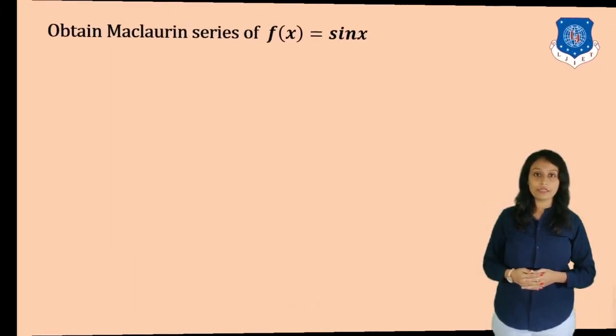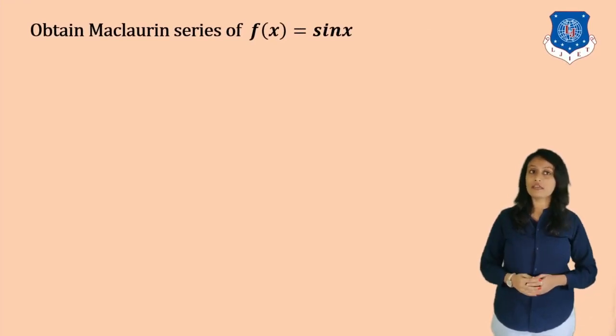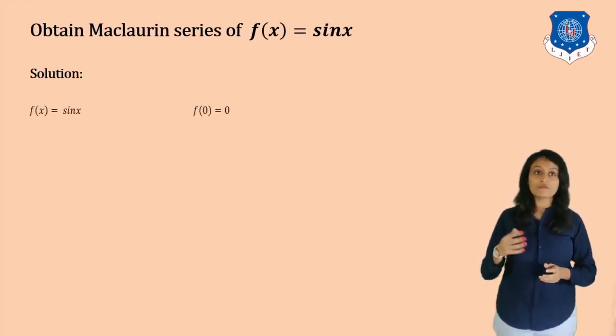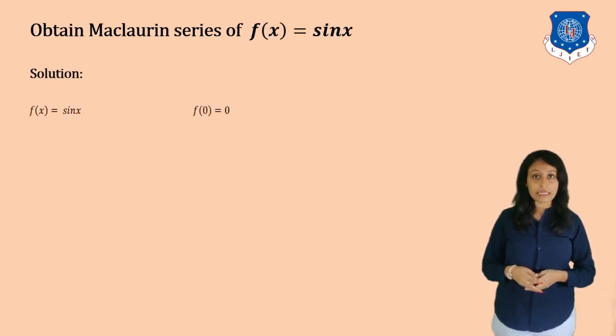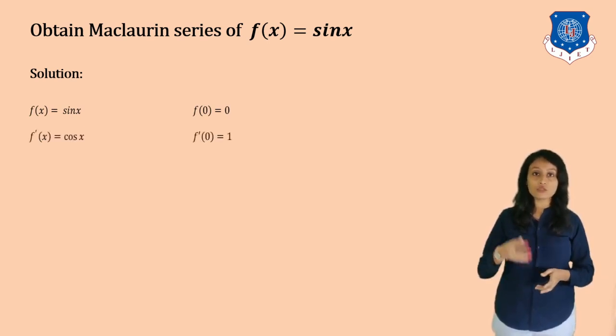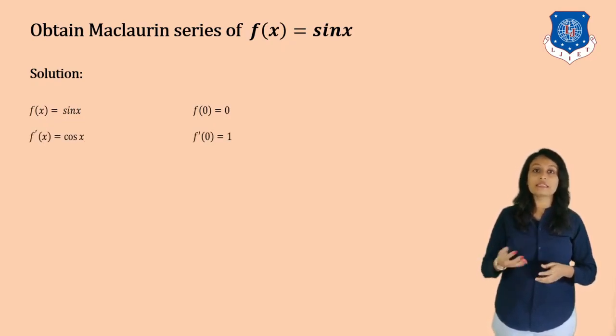The first example we are going to study is obtain Maclaurin series of function f(x) equal to sin x. So let's see its solution. The function given is sin x and it is asked that we have to find Maclaurin series. So we will take a equal to 0, right? So first of all f(x), that is sin x, its value at 0 is what? 0. Next its derivative, that is f'(x), cos x. Again its value at 0 is 1.